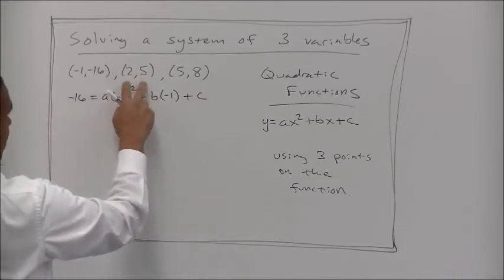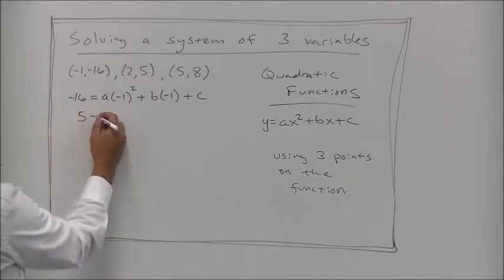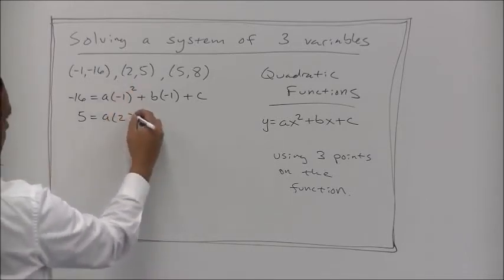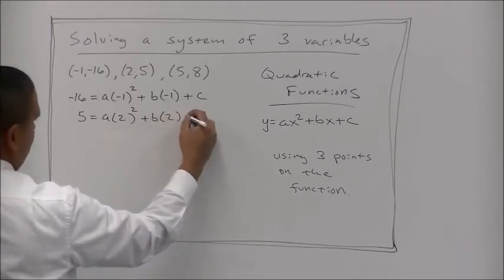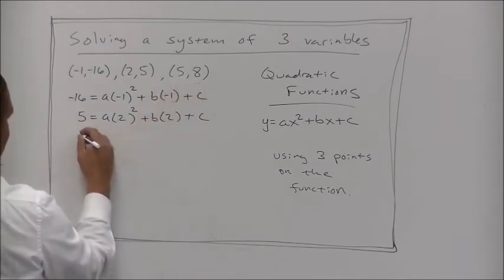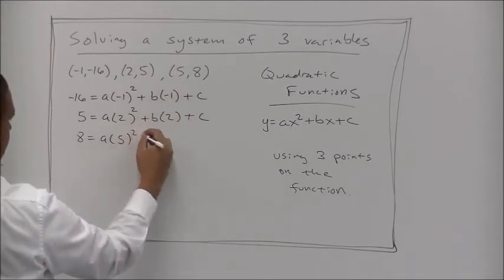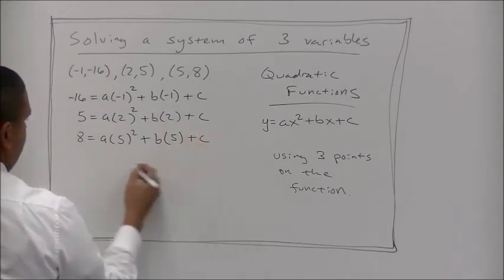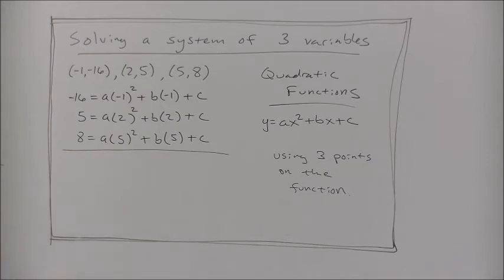What about for the next point? 5 equals a times 2 squared, don't forget squared, plus b times 2 plus c. And the third point, 8. 8 equals a times 5 squared plus b times 5 plus c. And go ahead and work those out, simplify them. I'll give you a minute to do that.